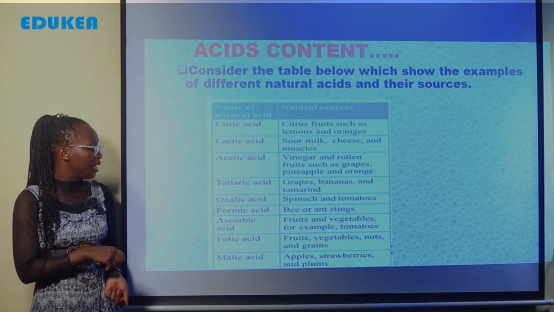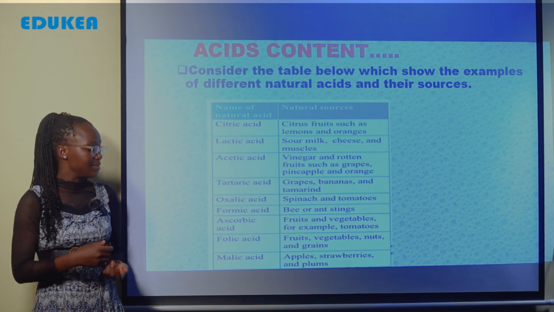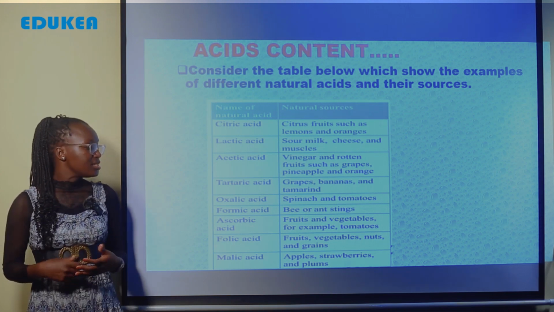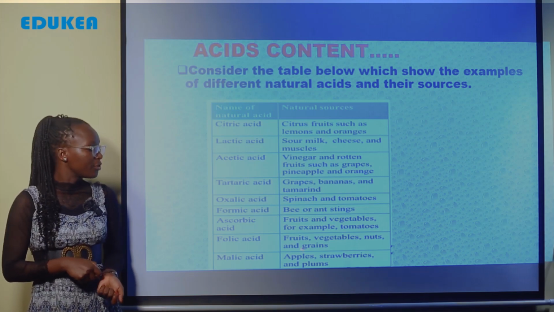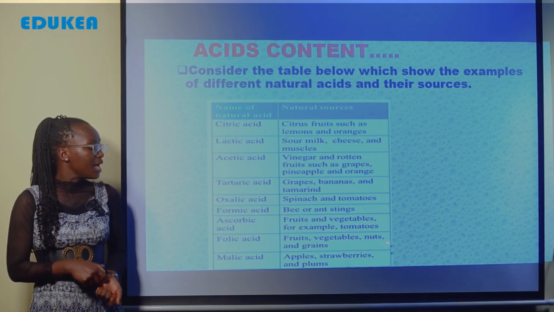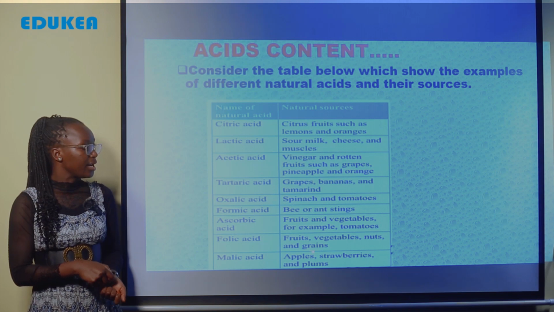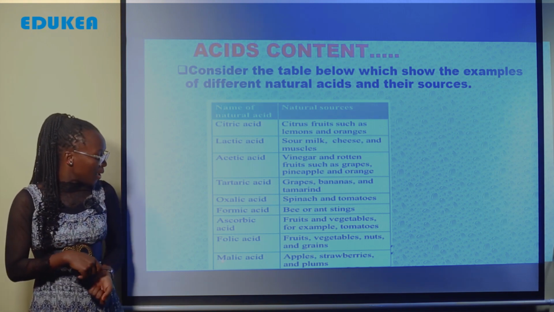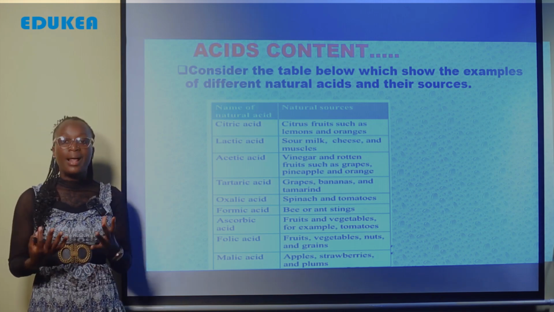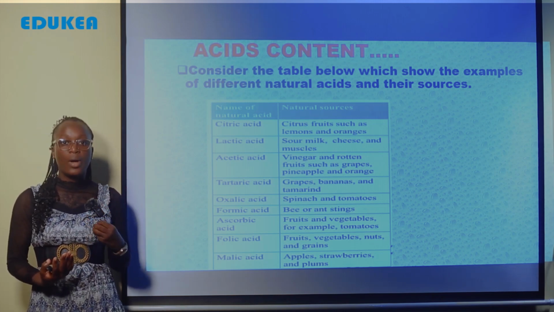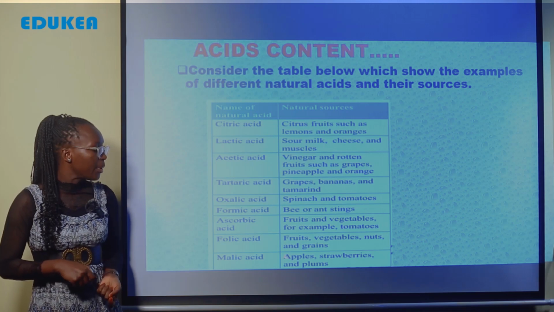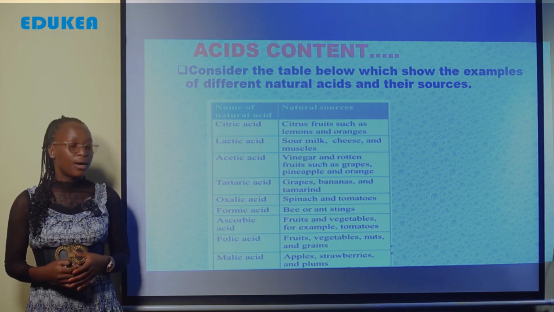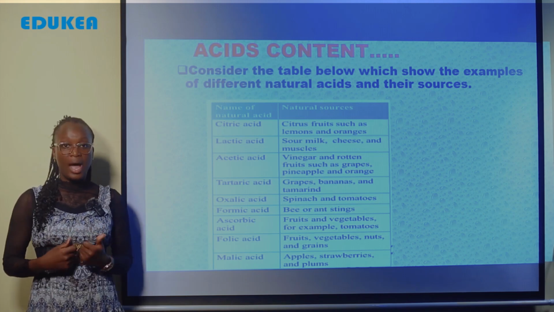Another acid is folic acid. This also is from the source of fruits and vegetables, nuts and grains, kwamba kwenye nuts zile karanga. Also we have malic acid. This malic acid is the natural acid where its source is from apples, strawberries and plums, kwamba haya ni aina ya matunda pia vile vile ambayo haya yame contain this kind of natural acid known as malic acid.